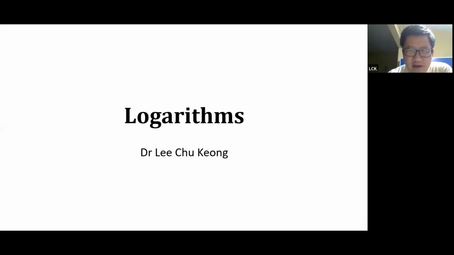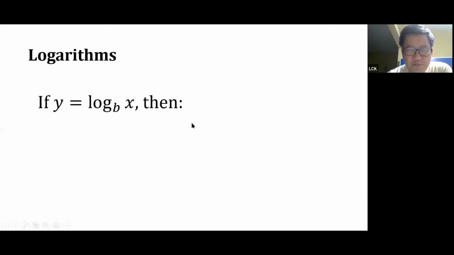So today we're going to work on logarithms. Okay, logarithms, it's just like that. If y equals log to the base b of x, then x is simply b to the power of y. All right, so these are two different notations of exactly the same thing. One is the logarithm notation, the other one is the index notation.